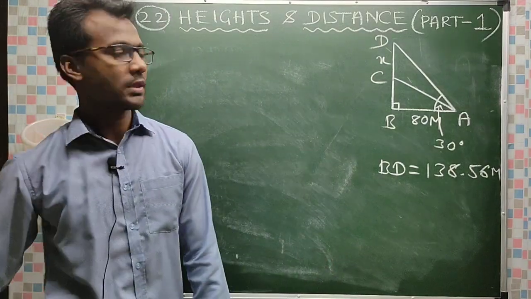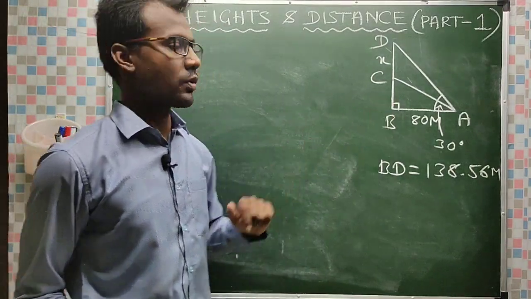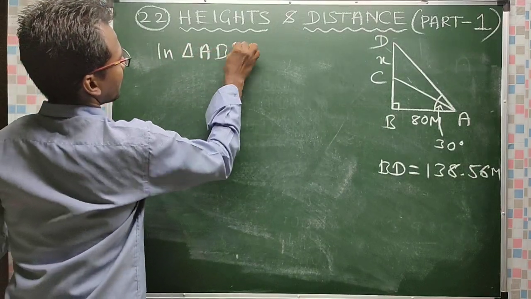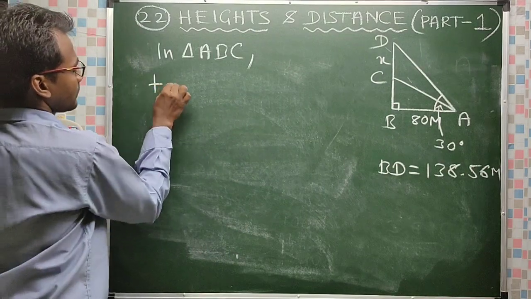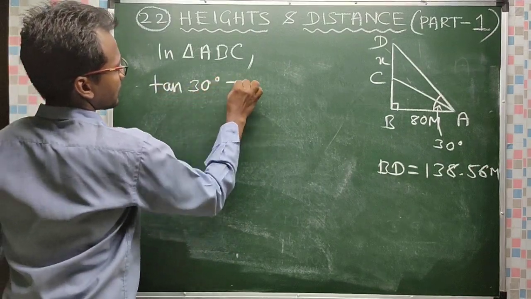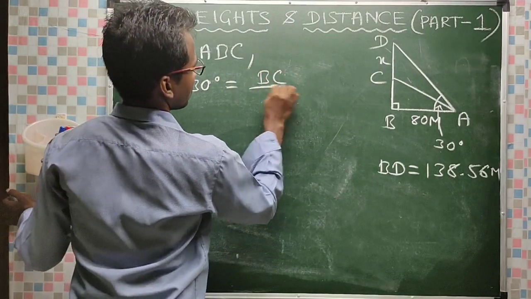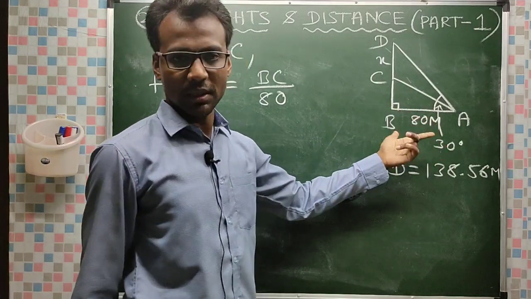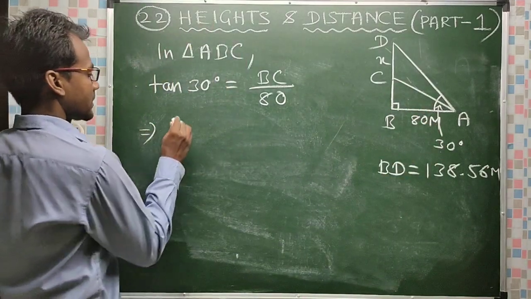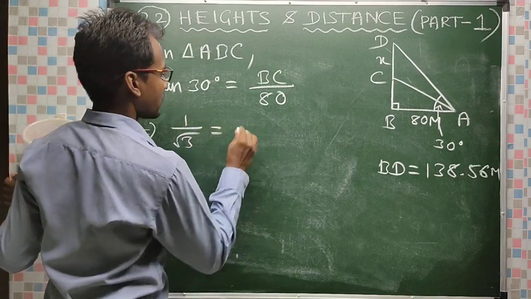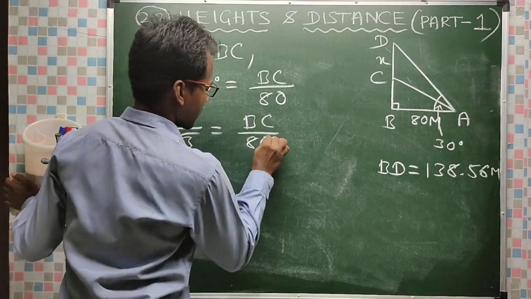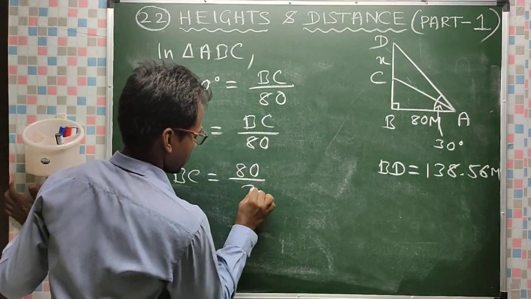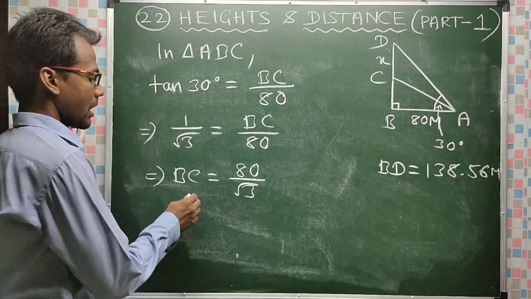Our next target is BC. Okay, next target is BC. For BC, you have to take the small triangle, in triangle ABC. Now the angle is 30 degree. Tan 30 degree is equal to BC by 80. Tan 30 degree is BC by AB. AB is 80. Okay. Now what is tan 30 degree? 1 by root 3 is equal to BC by 80. BC is equal to 80 by root 3. Okay. Our target is BC.